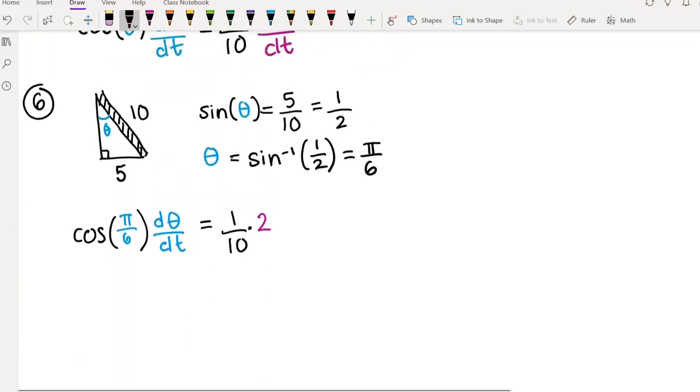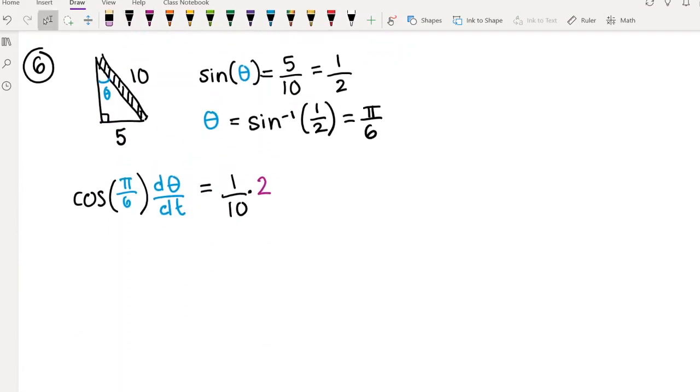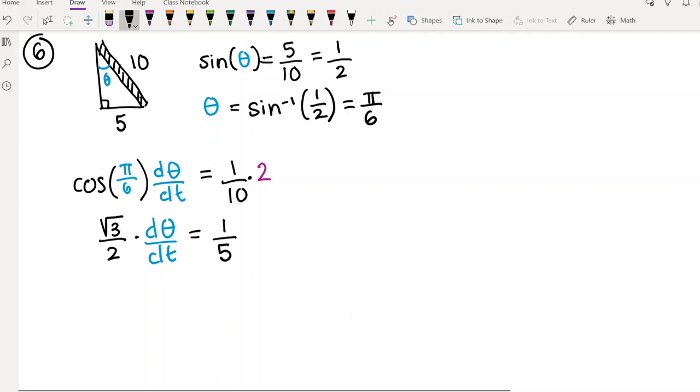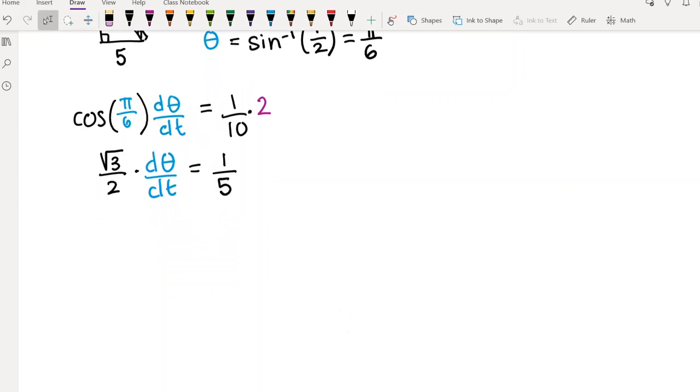So what is cosine of pi over 6? Well, again, if you look on the unit circle, you'll see that it's going to be square root of 3 over 2. So we have square root of 3 over 2 times d theta dt is equal to 2 over 10, which is the same as 1 over 5. And so to solve for d theta dt, we can multiply both sides by the reciprocal of square root of 3 over 2, so that's going to be 2 over root 3.